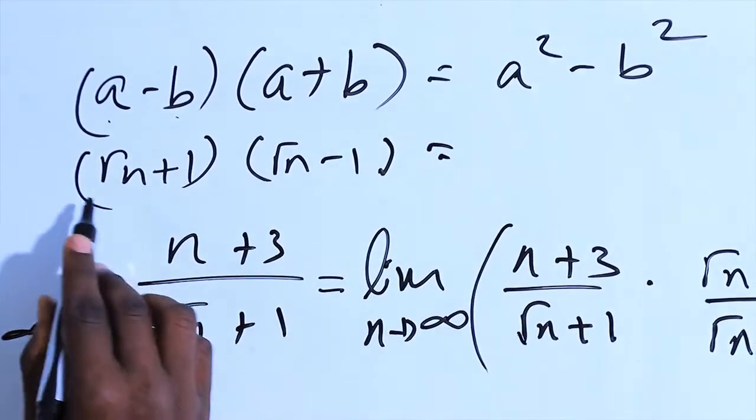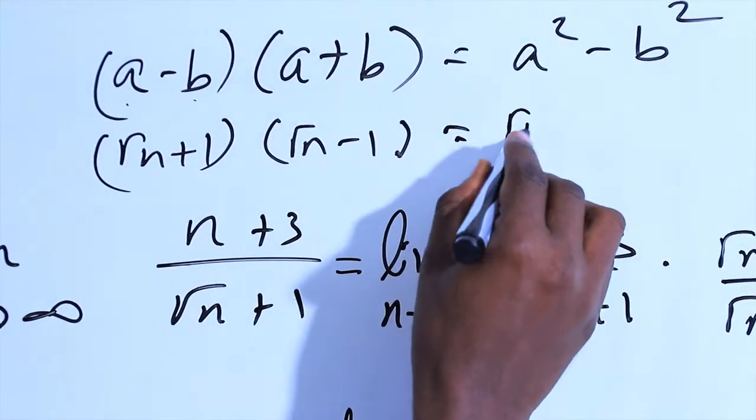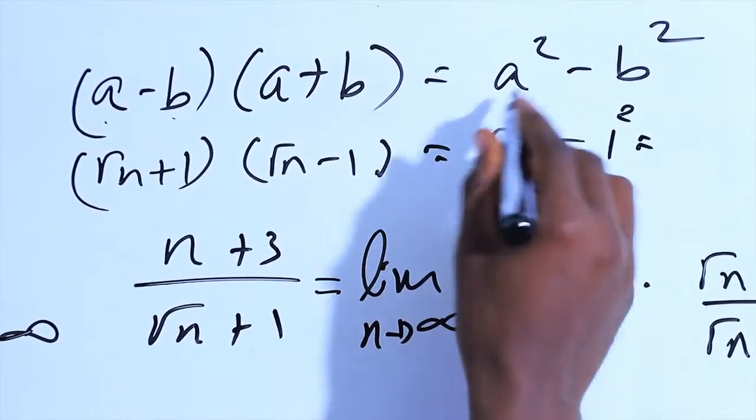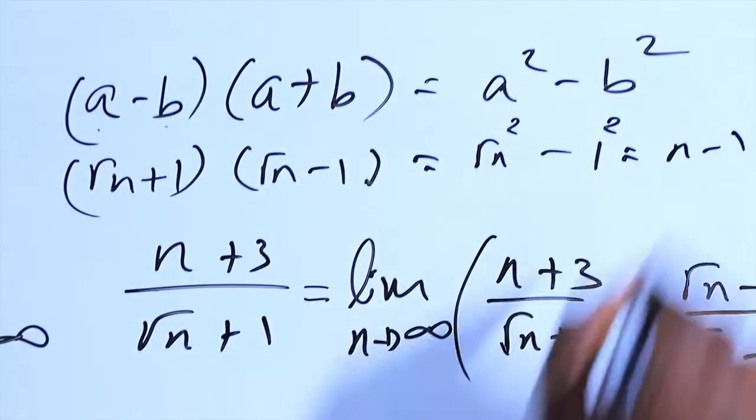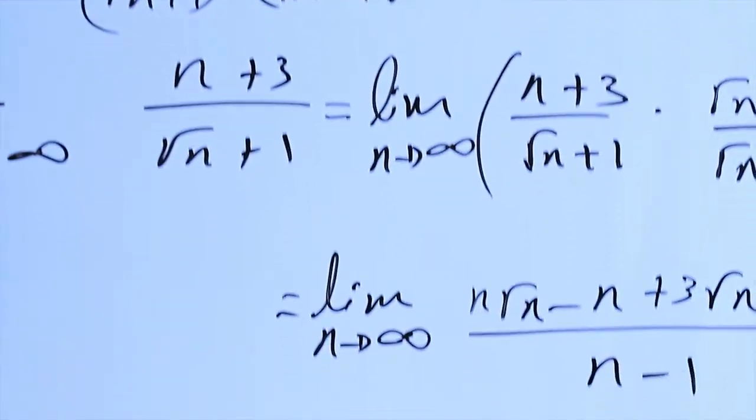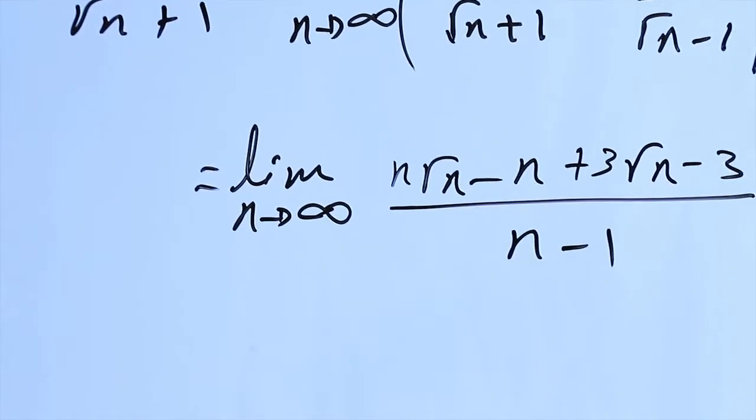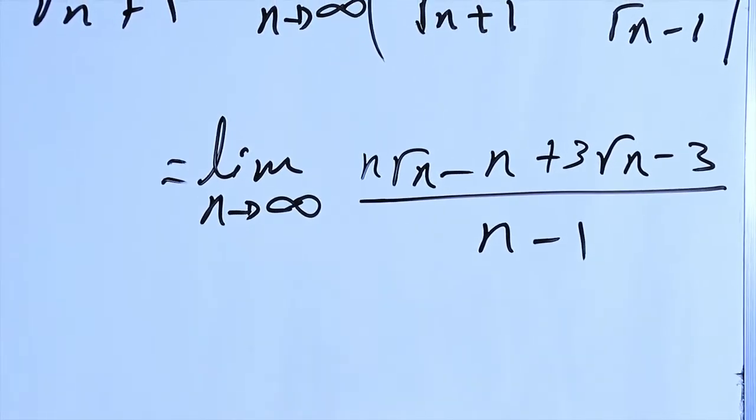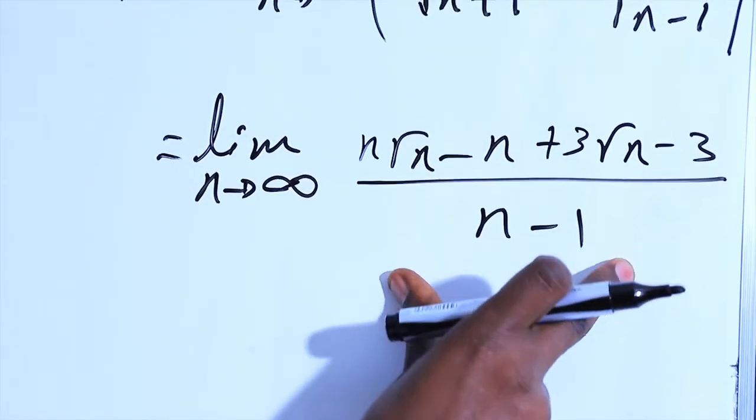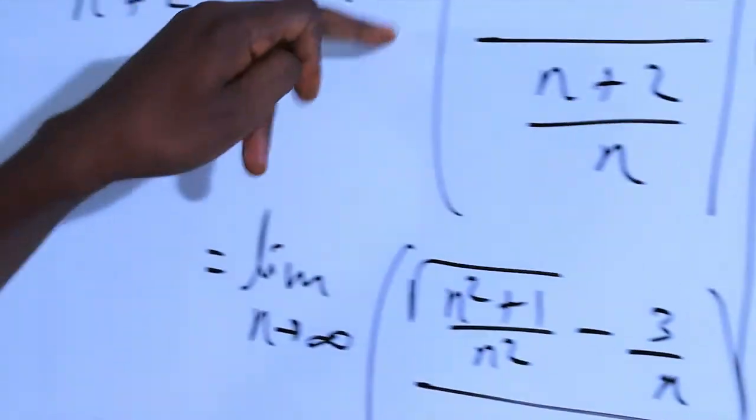Which equals radical n square minus 1 square, where radical n square means simply n, and 1 square means 1. So the result here is simply n minus 1 as n tends to infinity. Now from this part we can apply the rules we performed here.